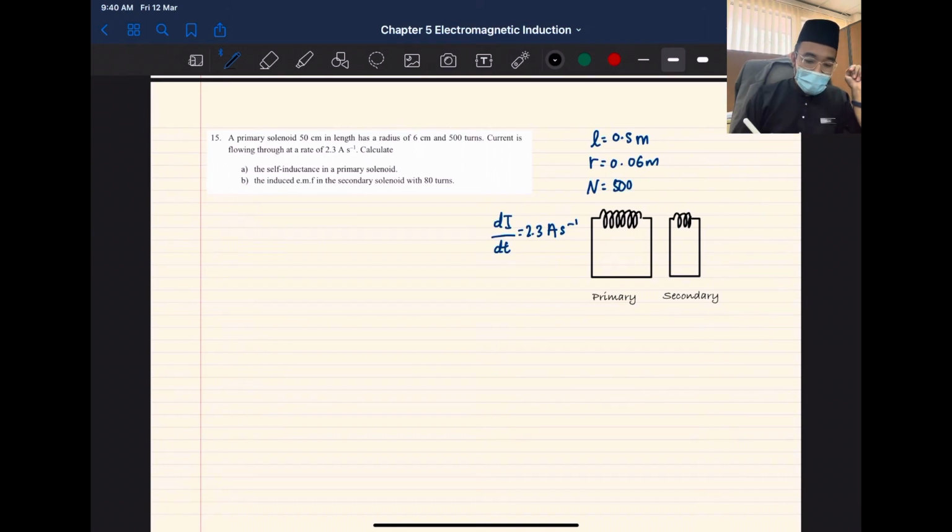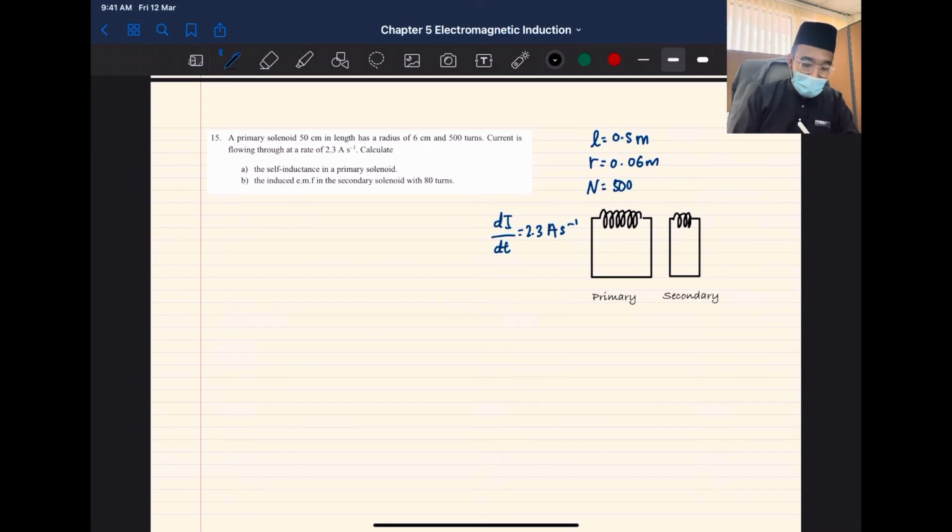Usually the drawing has this. So the primary is this one, which has a radius of 6 cm and 500 turns. Current is flowing through at the rate of 2.3 ampere per second. So the current actually flows in the first one. Usually it is like that. This one is primary, and the secondary is where there is induction. Okay, let's do the self-inductance in the primary solenoid.